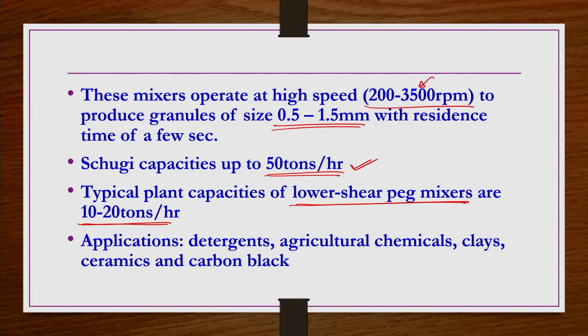The applications of these continuous shaft high and low shear granulators are found in several industries where we produce detergents, agricultural chemicals, clays, ceramics, and where carbon blacks are processed. These are a few applications where we can find these high shear continuous shaft granulators.